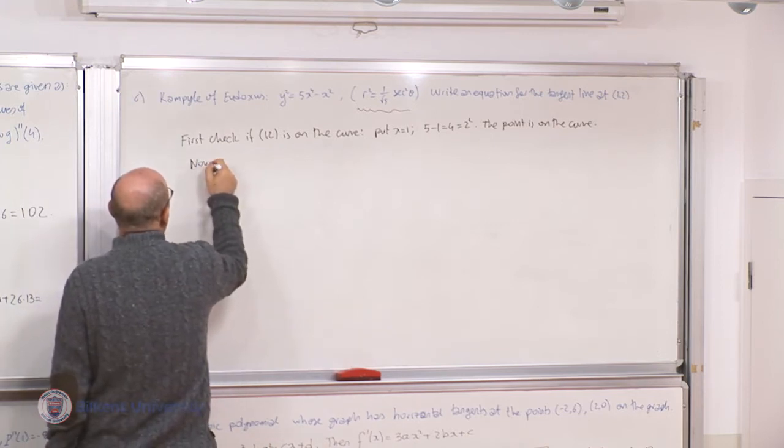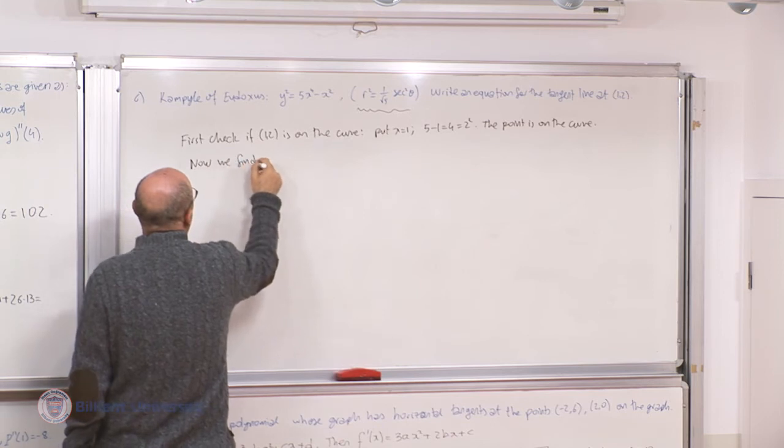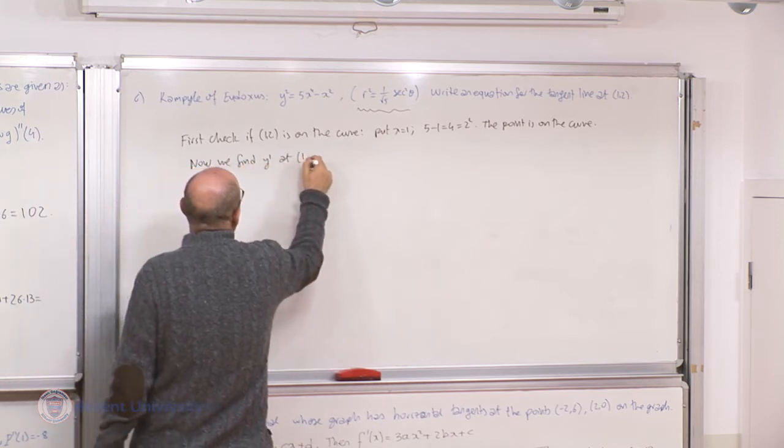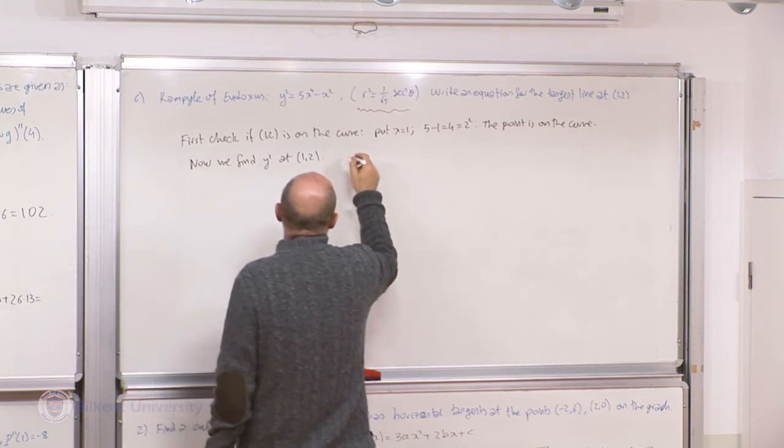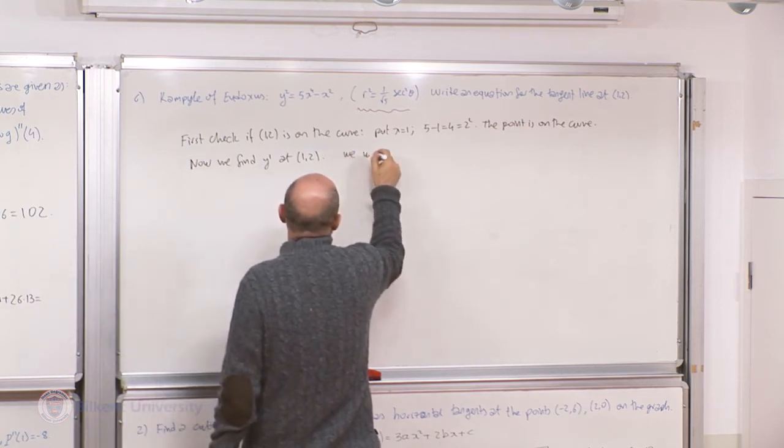Now we find y prime at 1, 2. We use implicit differentiation.